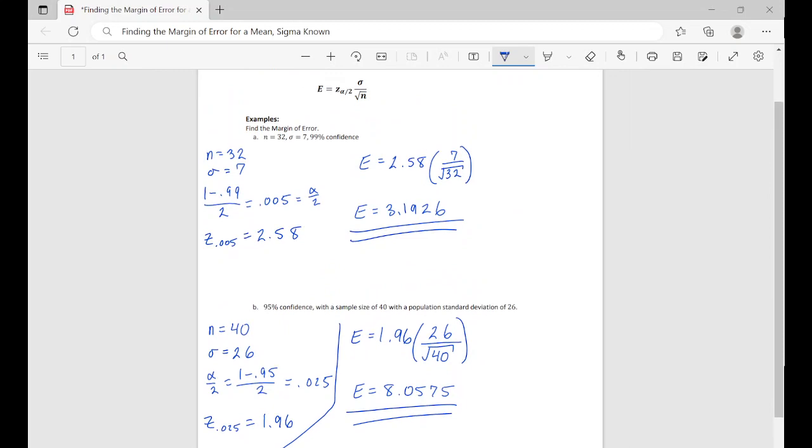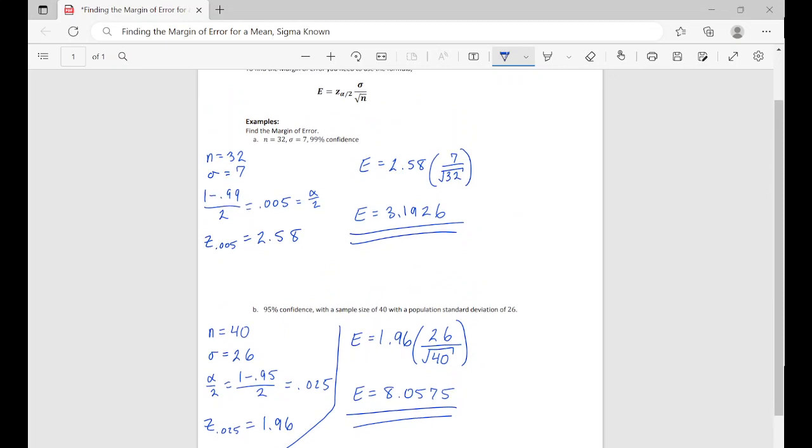So whenever you're dealing with margin of error for a mean and you know what sigma is, this is the formula you would use and this is how you would go about it.